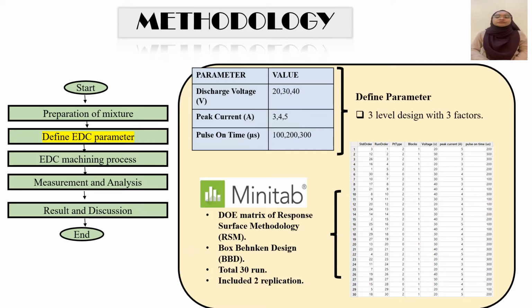The RSM method will be used in order to determine the parameters by generating the RSM matrix in Minitab software. The design levels selected are 3 and the factors selected are 3, which are discharge voltage, peak current, and pulse on time. The type of RSM selected is Box-Behnken design because the number of runs is the least compared to CCD. So, less time is required to finish the experiment, and it can also reduce the cost. The total number of runs is 30 with 2 replications. The function of replication is to prevent noise during the machining process.